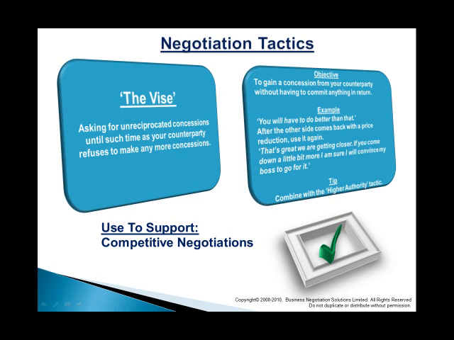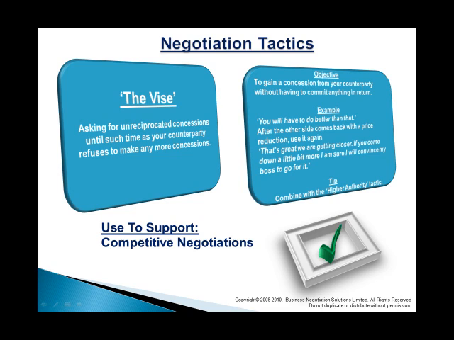So the key to responding to the Vise tactic is to ask, number one, what the target is. If they say we need a concession, then you need to say, okay, what are we aiming at in the first instance, so that you can understand whether it's possible to meet those expectations or not.